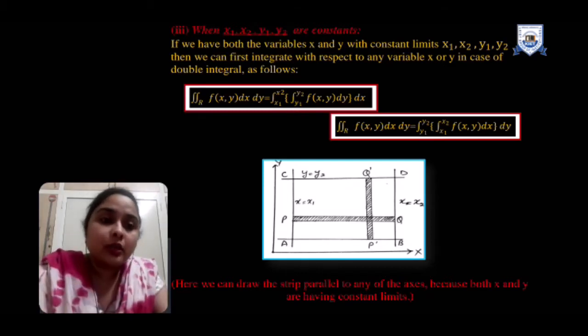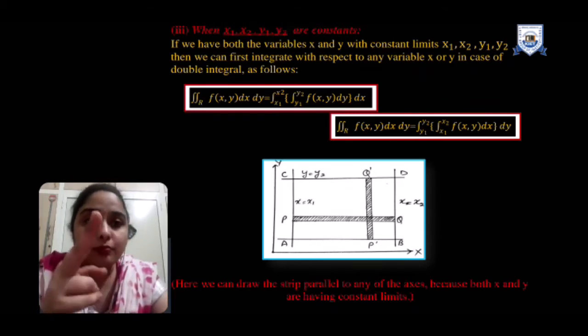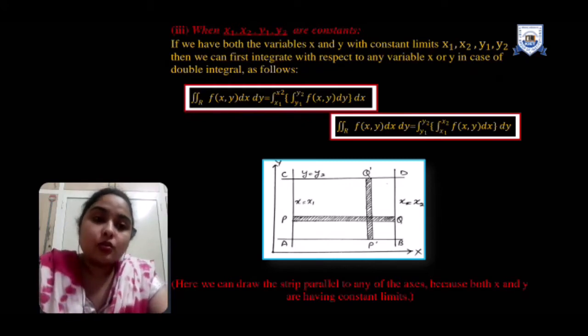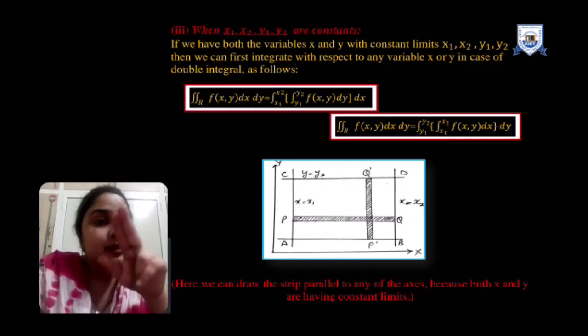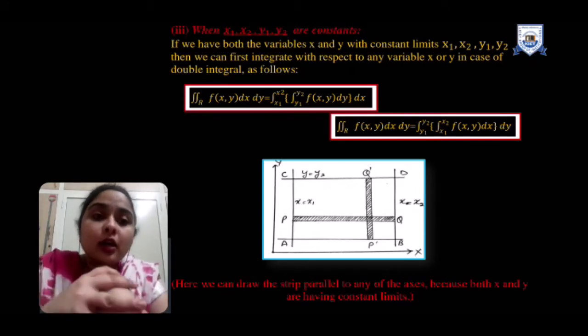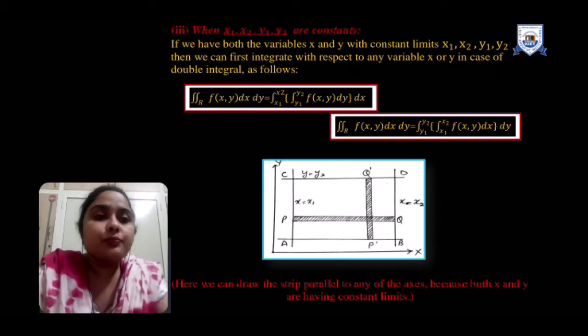So come to the diagram, in which this is a rectangular shape, as all four lines are there: y1, y2 parallel to the x-axis and x1, x2 parallel to the y-axis. So now we can choose any of the strips, not both the strips we need to choose. Here we are mentioning these strips for both the results I have mentioned over there. So if we are taking the strip PQ parallel to the x-axis, then we will be bound to integrate with respect to x first and then with respect to y. And if we are taking the strip parallel to the y-axis, P'Q', then we are bound to integrate with respect to y first, as it is parallel to the y-axis. So this is all about that.